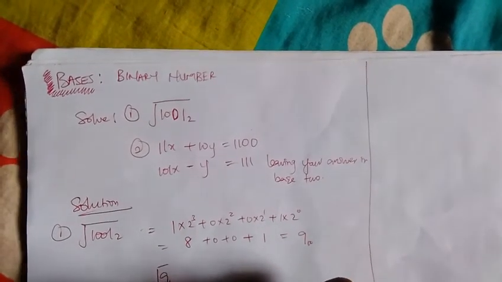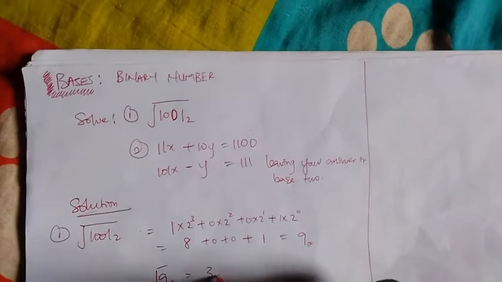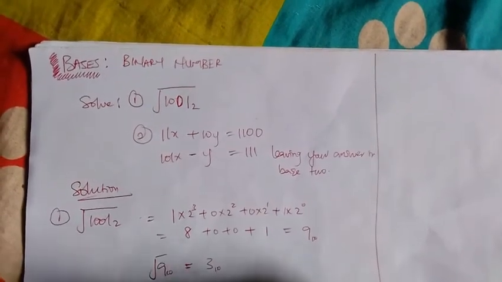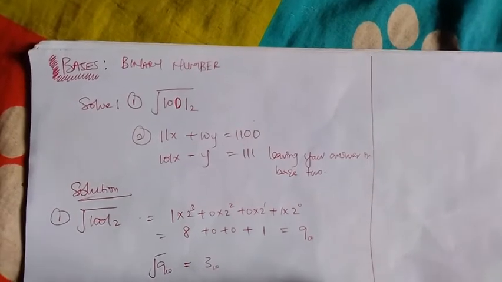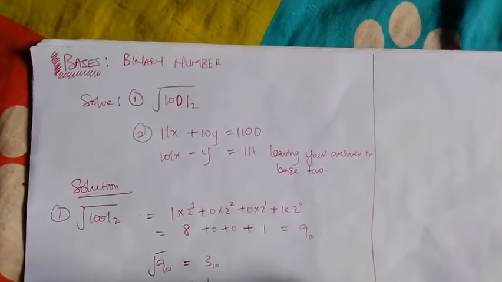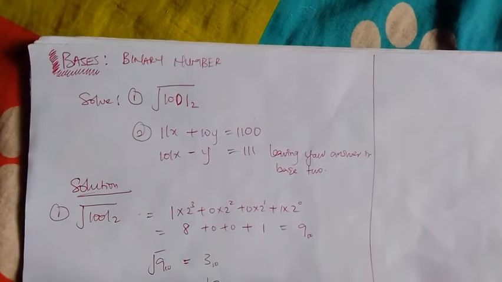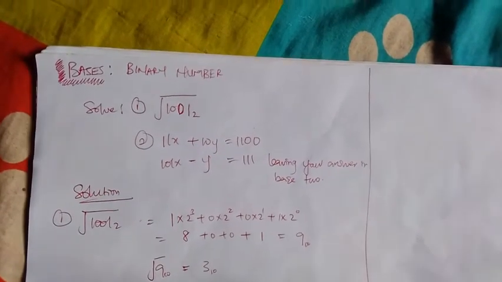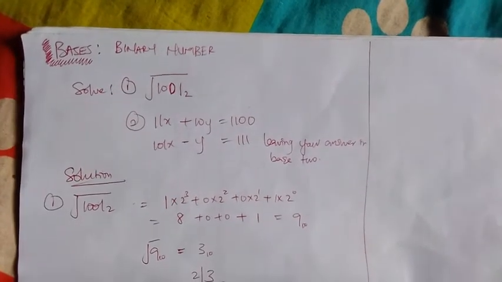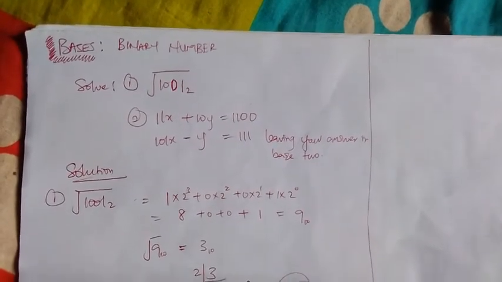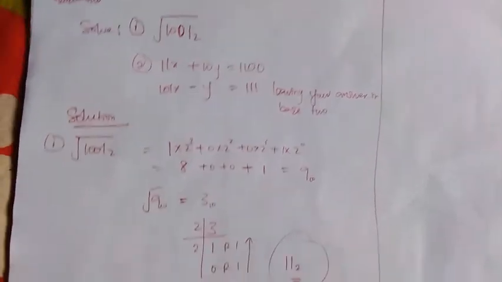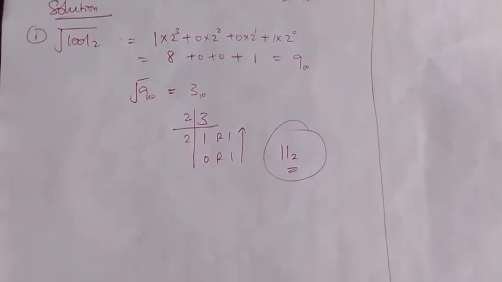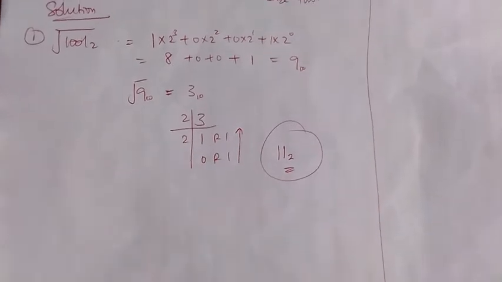Therefore, the square root of 9 base 10 gives us 3 base 10. I'm not to get my answer in base 10, so let me convert it back to base 2. Converting to base 2 is done by dividing. 2 in 3 is 1 remainder 1. 2 in 1 is 0 remainder 1. If in any case you don't understand what I'm doing, do also check my video on binary numbers. So my answer is 11 base 2. That's for the first one.